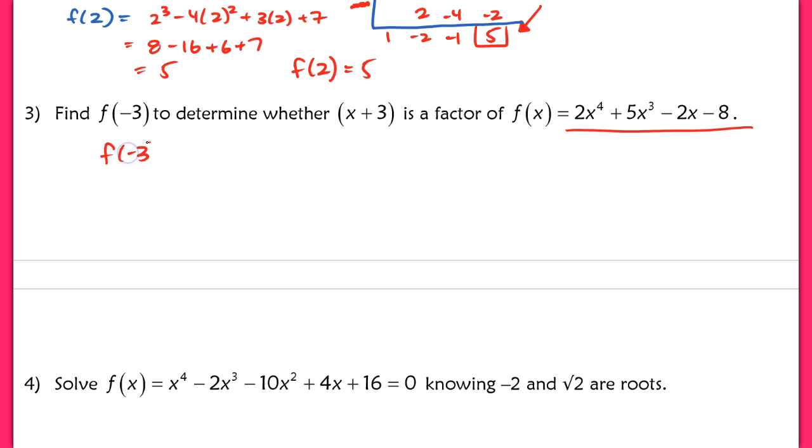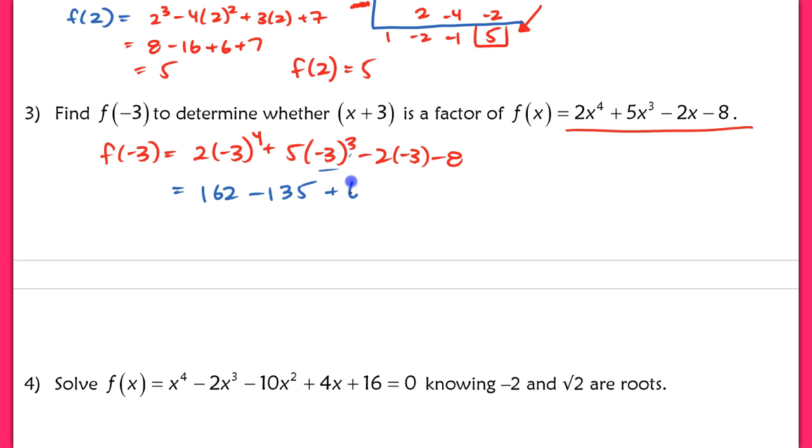In this case, let's say I tried to do f of negative 3. I have 2 times negative 3 to the 4th power plus 5 times negative 3 cubed minus 2 times negative 3 minus 8. Now without a calculator, it's not impossible. This is a positive 81 times 2, so positive 162. Negative 3 cubed is negative 27, times 5 is negative 135. And then plus 6 minus 8. So it's not like this is impossible. I think it's tougher, but it's not impossible. We should end up with, let's see, 17 plus 6, 23 minus 8. Wait.